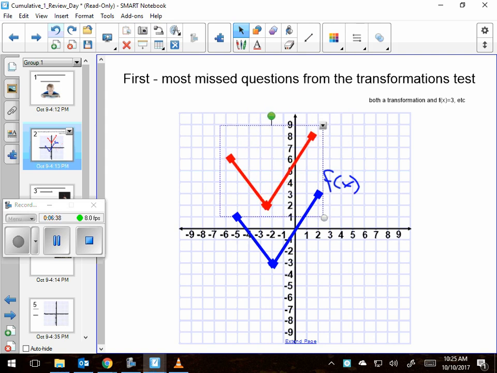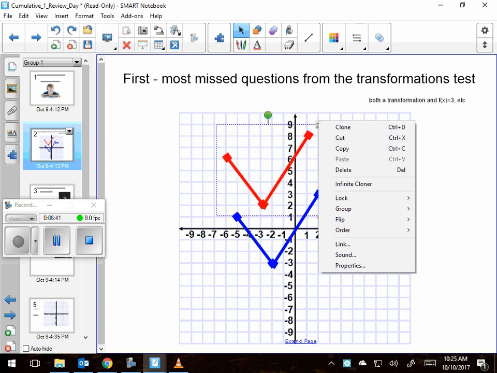I can take it from where it was and do a flip. Now, officially, it's not called a flip.